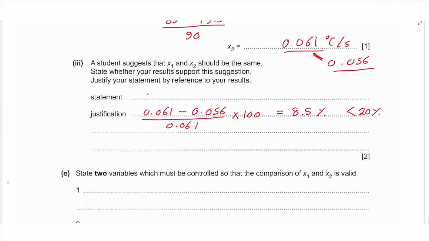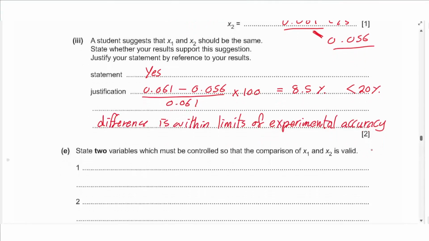So the statement is yes. The results support the theory that x1 and x2 are the same because the difference between them is very small, or we say that the difference is within limits accuracy or experimental error. We go to question E.